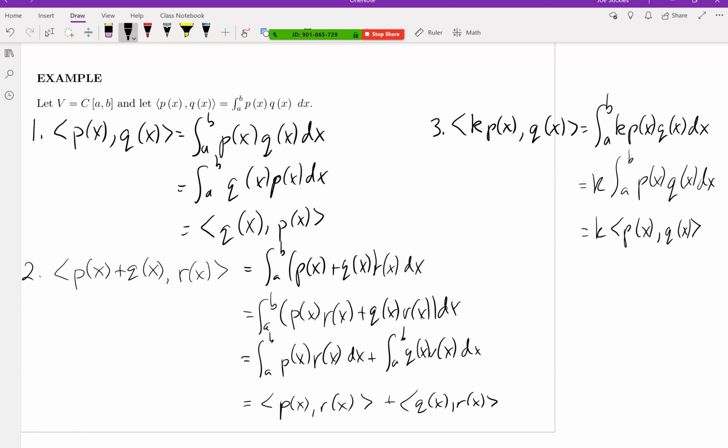Now, sometimes the fourth one can get a little tricky because there's a lot in that fourth one. So the fourth one says, remember again, that we need to show that if we take an inner product of a vector with itself, we have to get greater than or equal to 0 no matter what. So this one sometimes can get a little tricky.